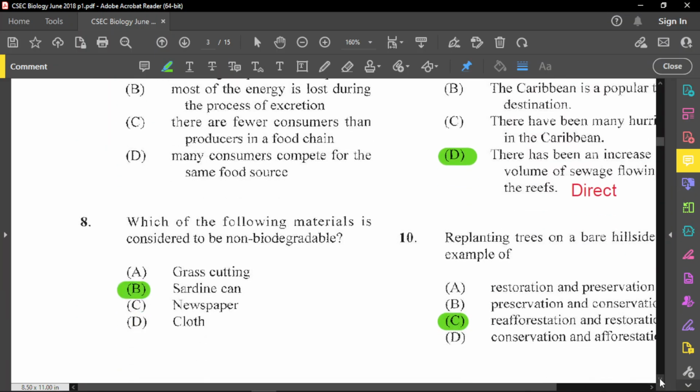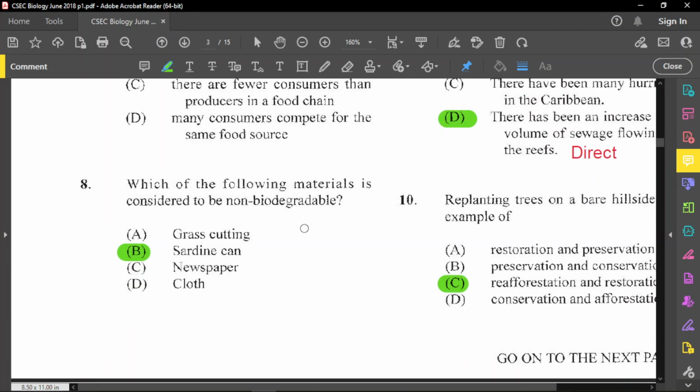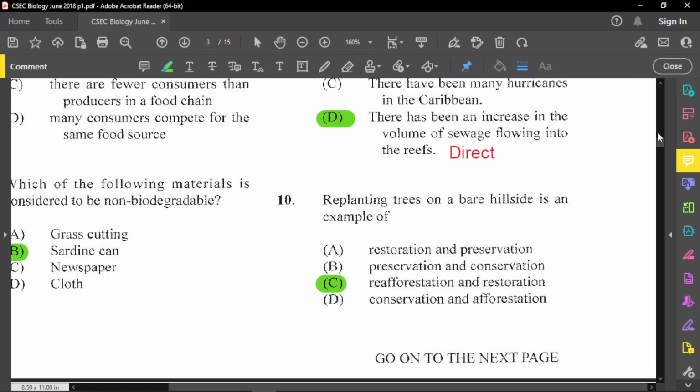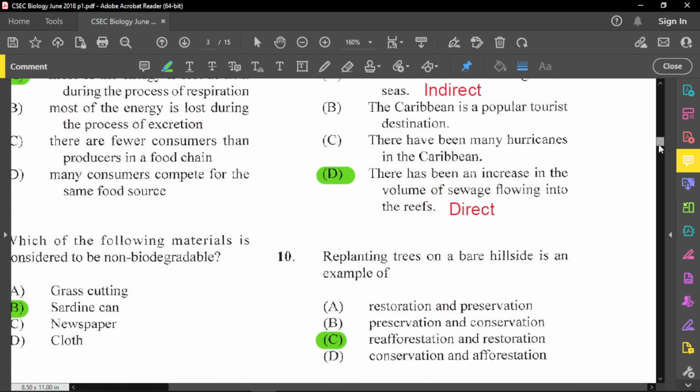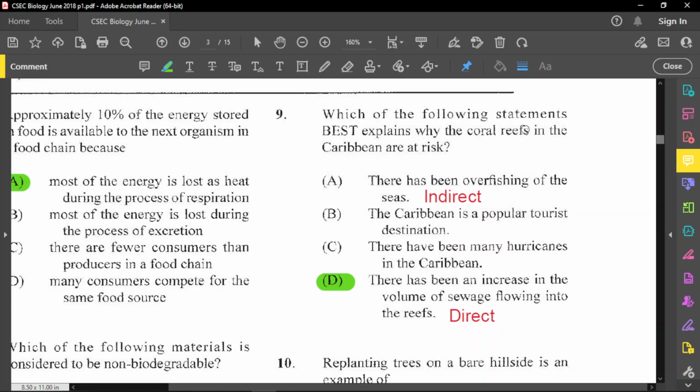All right, and so question number 8 is: which of the following materials is considered to be non-biodegradable? And right off the bat, sardine cans. All right. Question number 9 now. So let's slide over a little bit. Question number 9 reads: which of the following statements best explains why the coral reefs in the Caribbean are at risk?